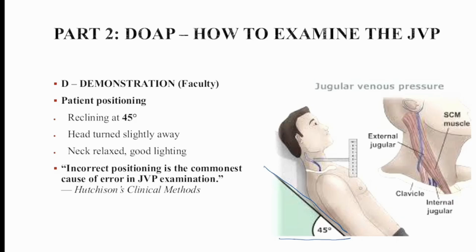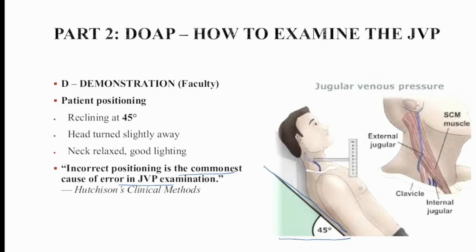Incorrect positioning is the commonest cause of error in JVP examination. Again, you should remember that if the JVP is visible in the sitting position, there is no need to make the patient lie down. In simple terms, you can say that the JVP should be examined in whichever position it is best seen. Hope this point is clear. If the JVP is not visible in the sitting position, you make the patient recline 45 degrees and always see that the head is supported with a pillow.